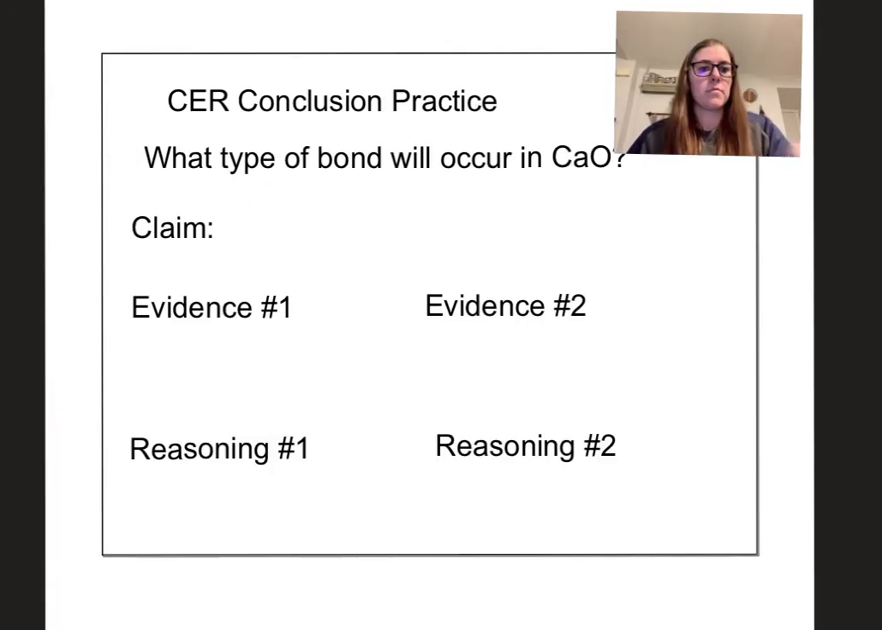CER. Okay, this one should be typed out in your notes for you. It says, what type of bond will occur in CaO? The reason I typed it out for you is because CaO is an ionic compound, and this whole unit is about covalent bonding, but I wanted you to see kind of the opposite. Chances are on your covalent bonding interim quiz, hint, hint, you're going to have one that's covalent bonding. So your claim will be that it's covalent or it's molecular because this whole unit is covalent. But I wanted you to see what an ionic paragraph would look like.